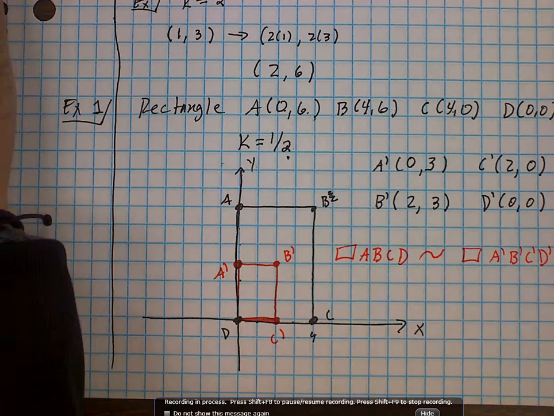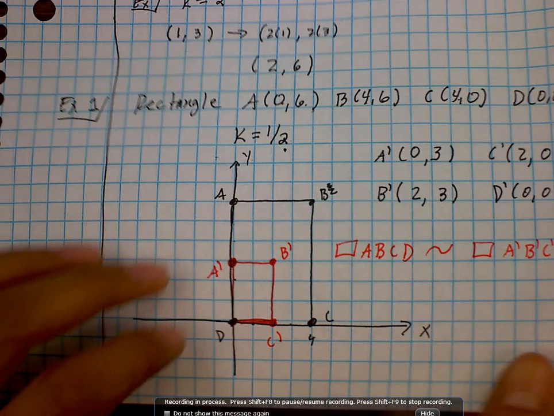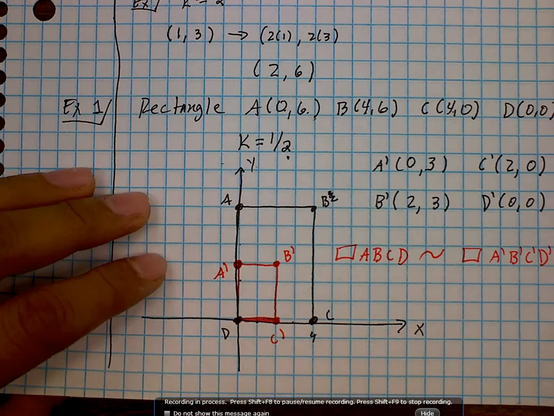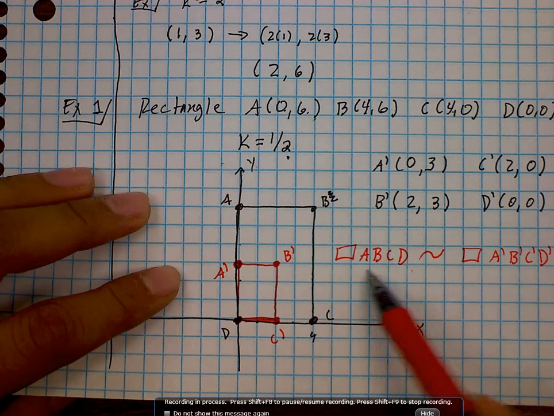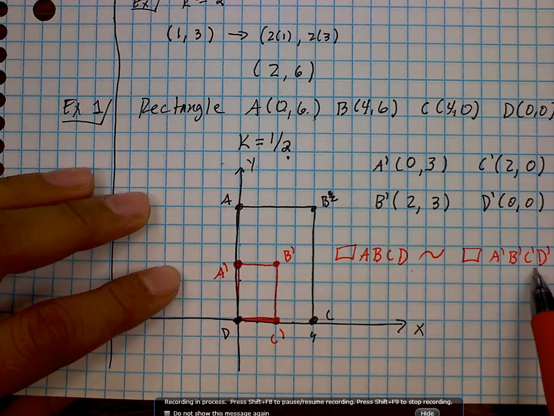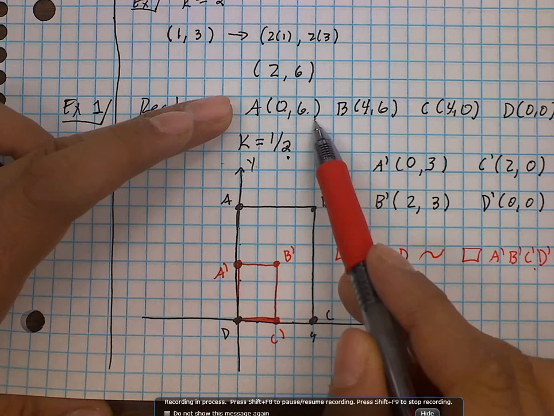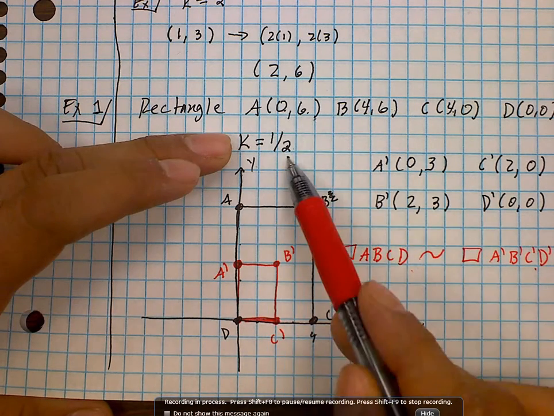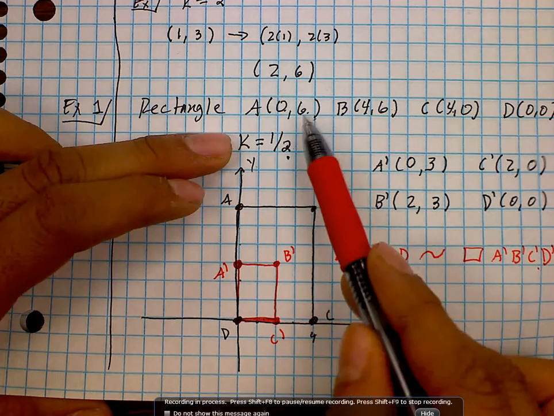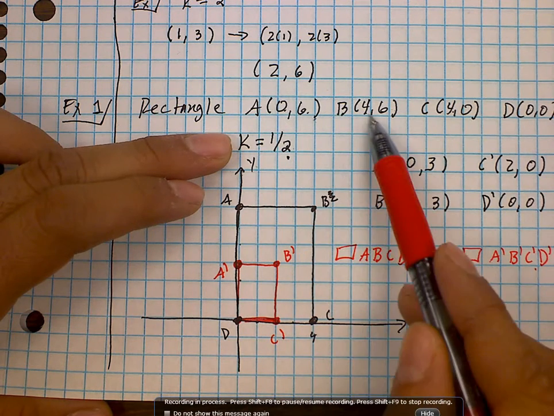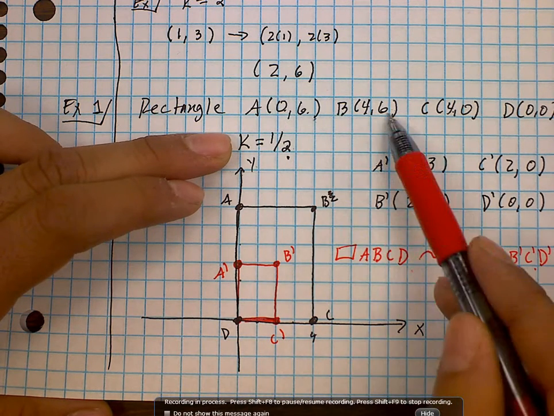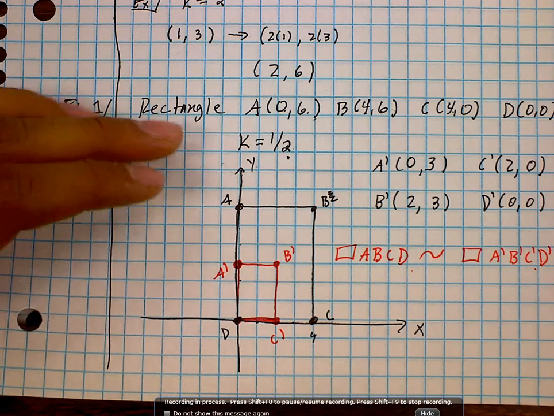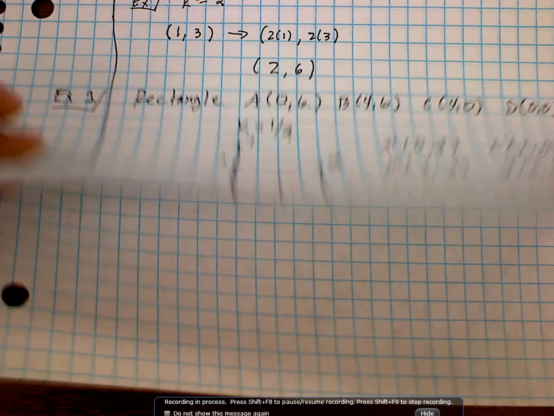Okay, so let's go ahead and do another example. Just remember that this one is similar to that one. All I did is take the point A and multiply every x and every y by a factor of 1/2. So half of 0 is 0, half of 6 is 3, half of 4 is 2, half of 6 is 3. And that's how you do it.